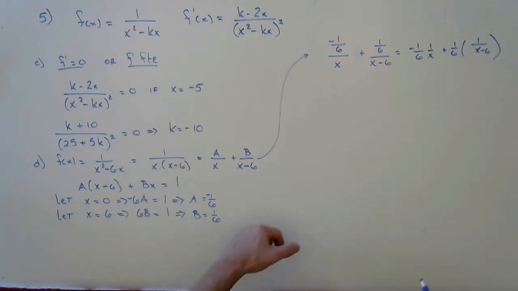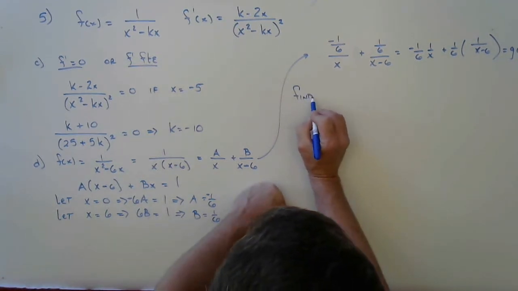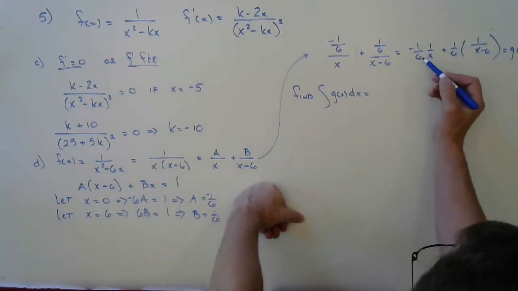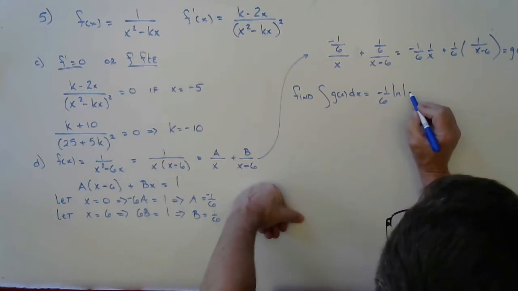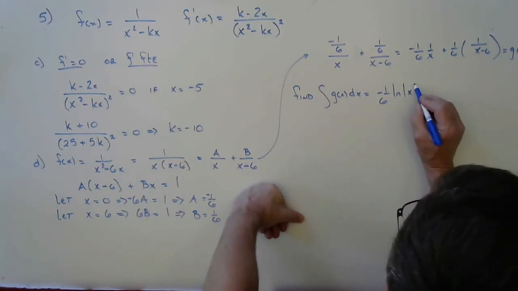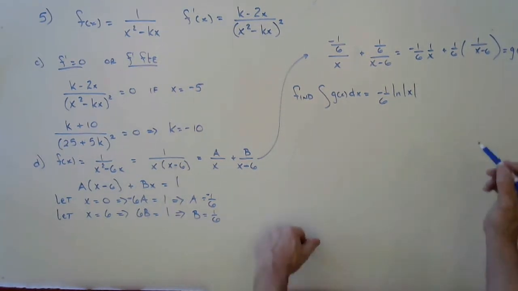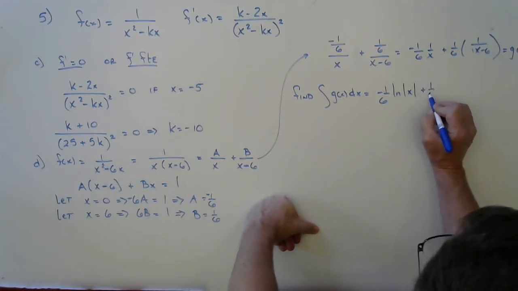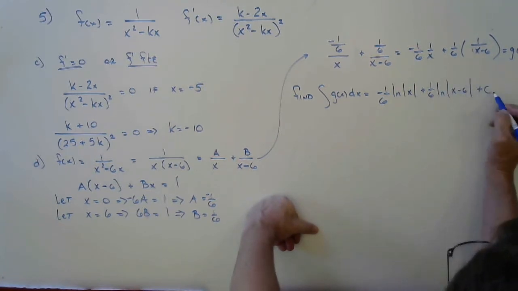Now what do they want us to do? They want us to take the integral of that. Let's just call this g of x. So they want us to find the integral of g of x dx. When we integrate this, we're going to get negative 1/6 the natural log of the absolute value of x, right? And over here, this is a 1, so we don't have to do a u-substitution. So we're going to get plus 1/6 the natural log of the absolute value of x minus 6 plus c.